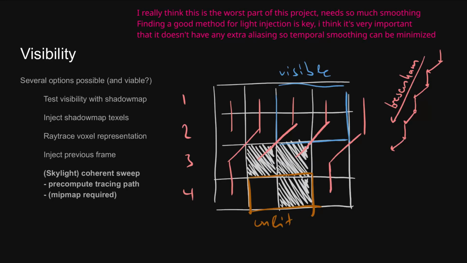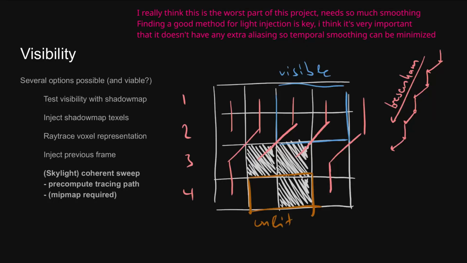What I chose to do, which works for a skylight, is a coherent sweep across all the voxel textures. If you think about a skylight direction, that corresponds to a certain Bresenham line drawn through a pixel texture. So we can just pre-compute that line and then do it layer by layer through the entire texture in the major light axis and figure out which voxels are lit and which ones are unlit.